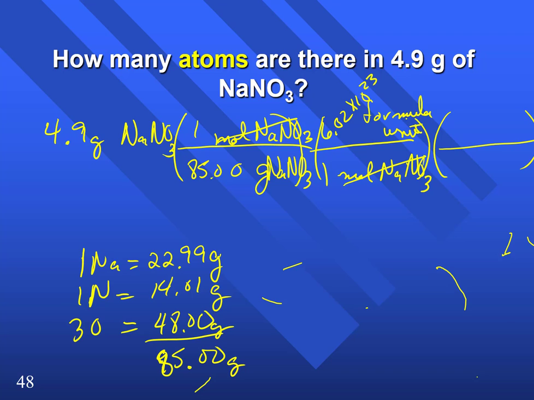And then I'll be able to take formula units and change into atoms, because I know how many atoms there are in a formula unit. There's an Na, there's an N, and there's 3 O's. That's a total of 5 atoms. 1 Na, 1 N, and 3 O's is 5. Or, down here, 5 atoms in one formula unit.